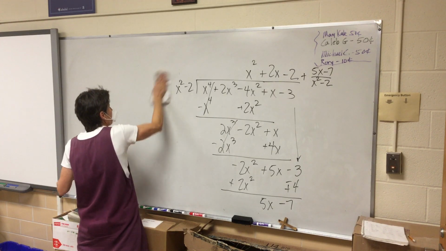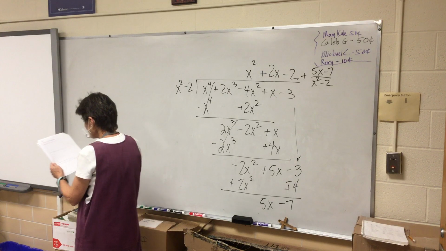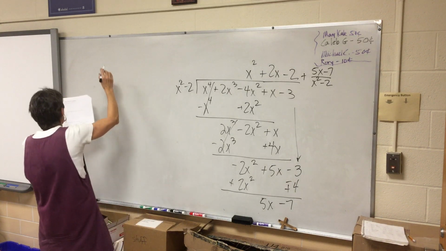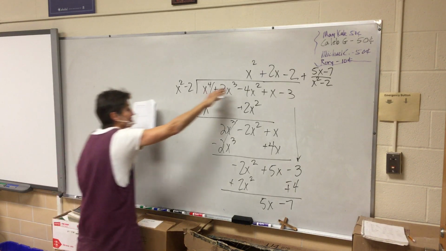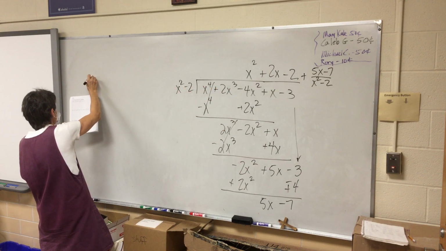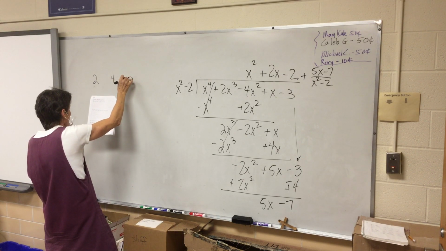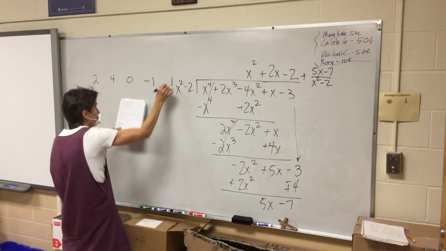Let's look at the next problem here. This is number 2A, and it's another division. Instead of writing out the whole big thing like this, though, I'm just going to write the coefficients. 2, 4, 0, -1, and 1.